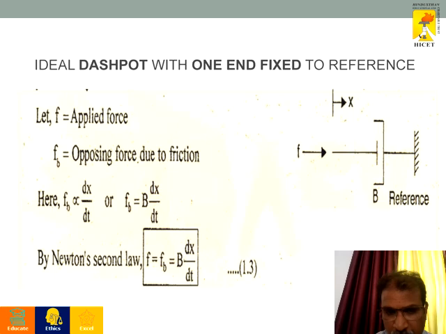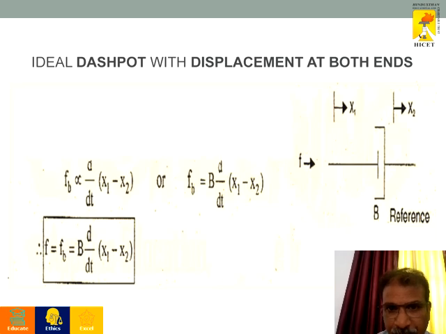Force is applied to the dashpot. When we write the equation, using Newton's second law, F is equal to Fb, that is equal to b dx by dt. Next, we'll see if the dashpot is connected or it has displacement at both ends, it will have displacement at both ends. So we replace that displacement x as x1 minus x2.